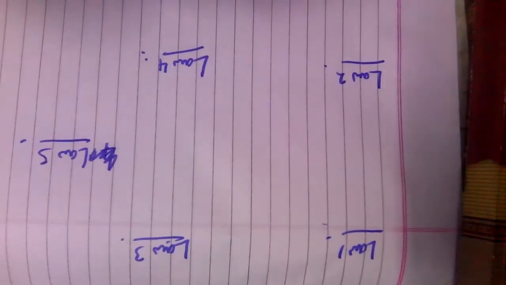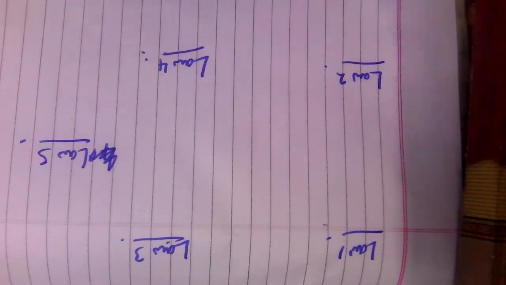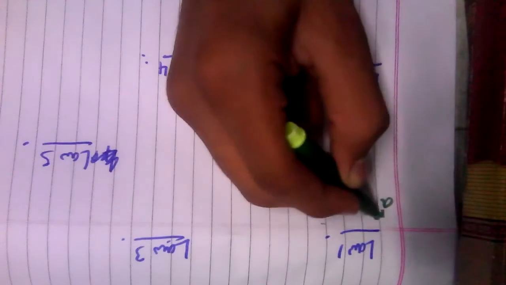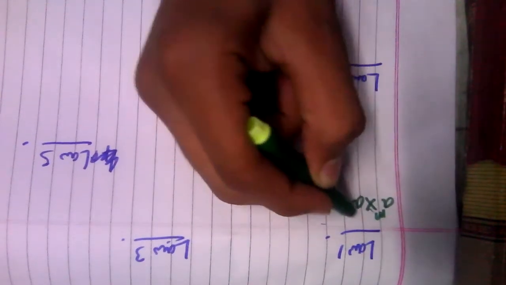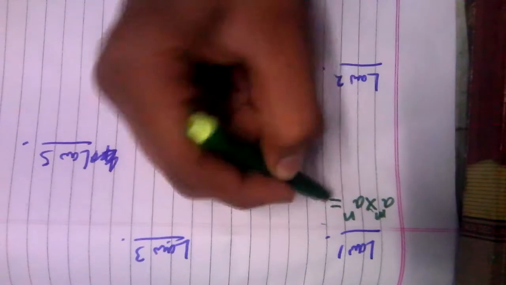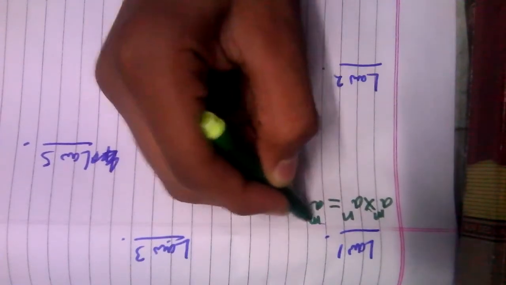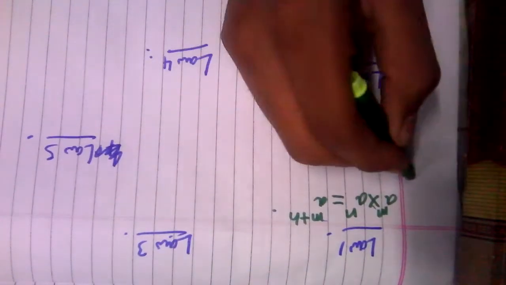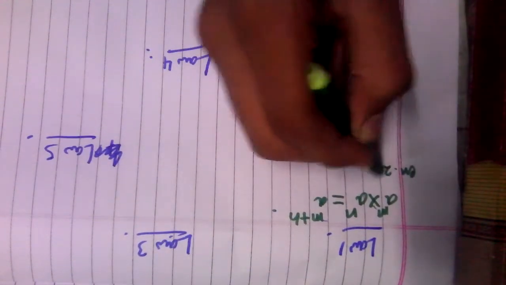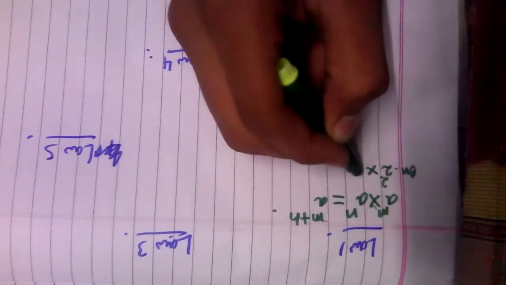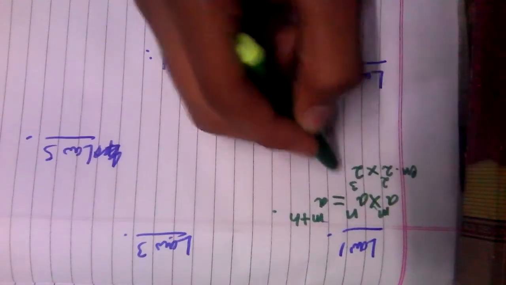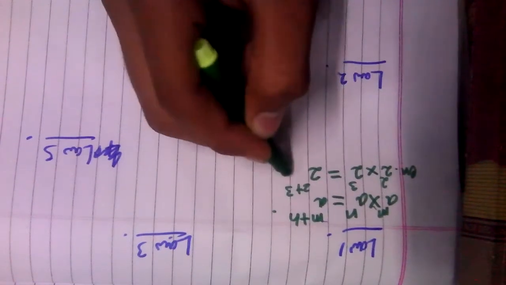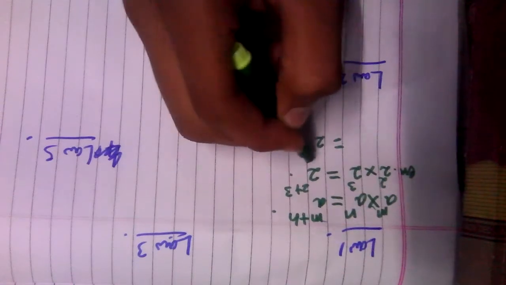Let's continue. Law 1 says that a to the power of m into a to the power of n will be equal to a to the power of m plus n. For example, take 2 to the power of 2 into 2 to the power of 3, which will be equal to 2 to the power of 2 plus 3, which is nothing but 2 to the power of 5.